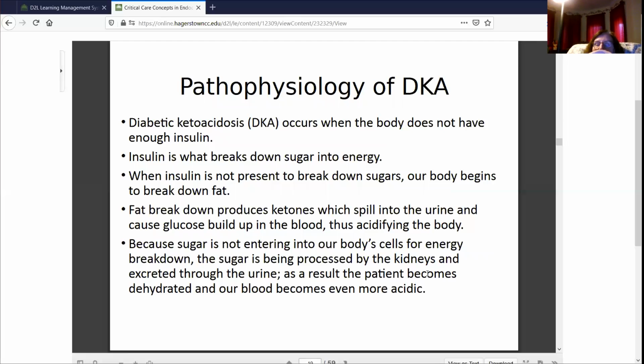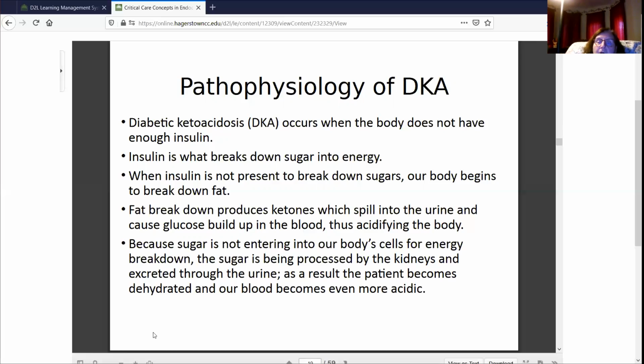What's the pathophys of DKA? It occurs when the body does not have enough insulin. And we know that insulin is what breaks down sugar into energy. When the insulin's not present to break down the sugar, our body begins to break down fat because it still needs the energy. So fat breakdown produces ketones, which spill into the urine and cause glucose buildup in the blood, thus acidifying the body. You see that, diabetic ketoacidosis, okay? Acidifying the body.